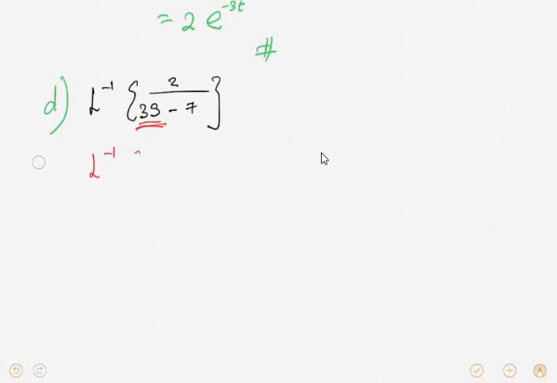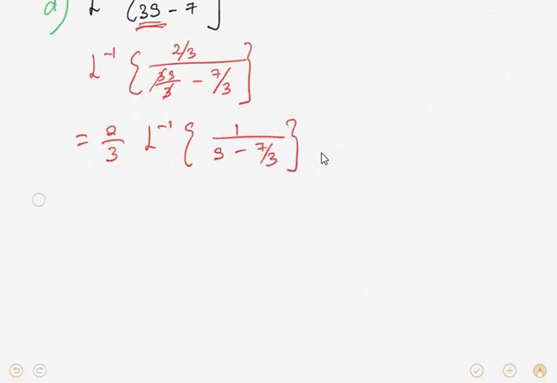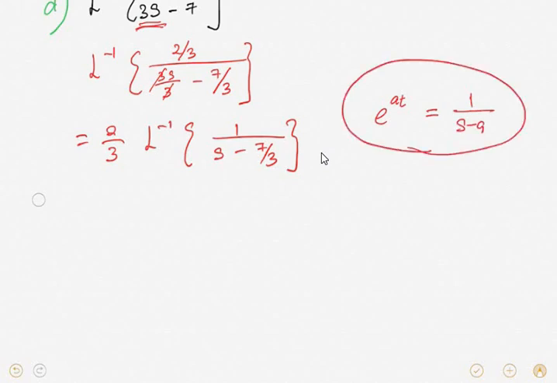So now we can do it like this: 2 over 3, times s minus 7 over 3. This 2 over 3 we can take out because it's a constant, and then take the inverse Laplace transform. Now the 3s over 3 cancels out, and we are left with s minus 7 over 3. From here we know again that e to the power of at equals 1 over s minus a. From this one, your a is 7 over 3. So e to the power of 7 over 3 t.